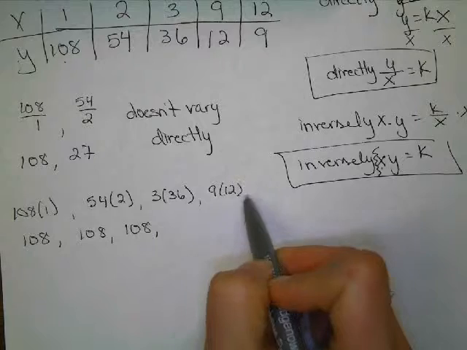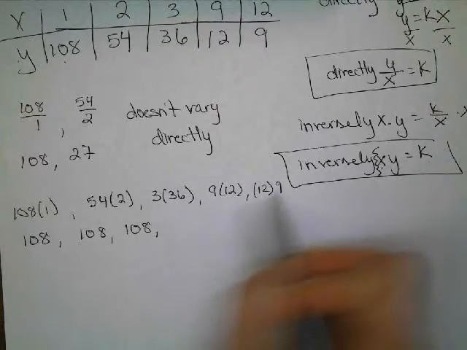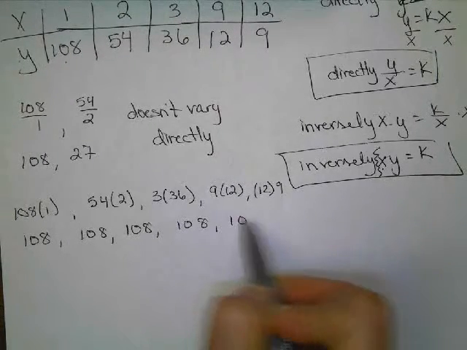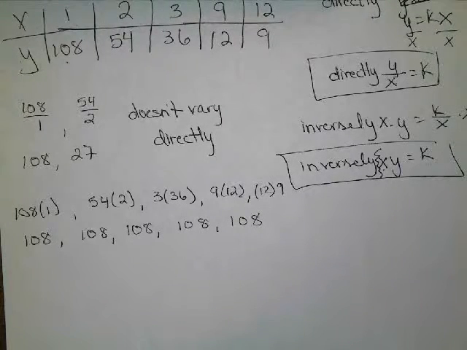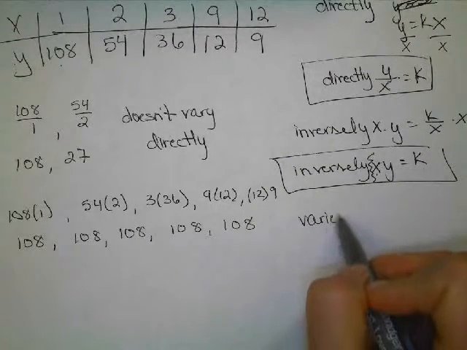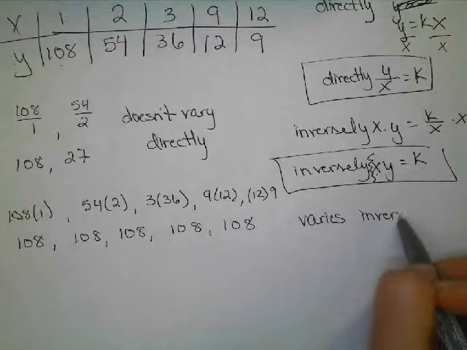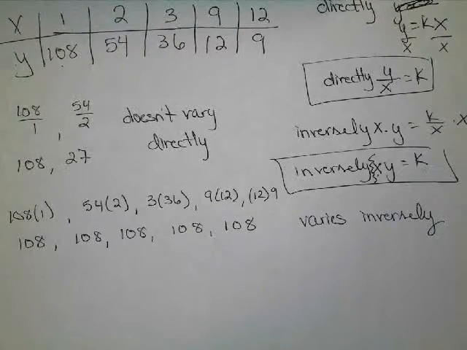We have 9 times 12, and then 12 times 9, and those are both 108 as well. So because I get 108 for the constant of proportionality for all the numbers in my table, then this varies inversely. And that's how you can tell direct and inverse variation.